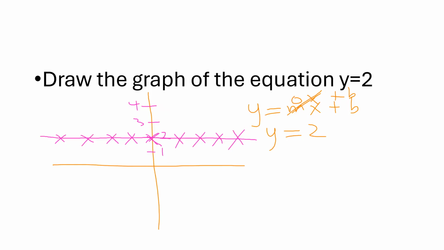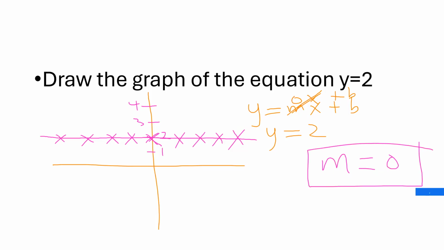And remember, this is a horizontal line. And the slope of a horizontal line is always 0. I think we talked about this in class. The slope of a horizontal line is always 0, and that is why this part here goes to 0. All right.